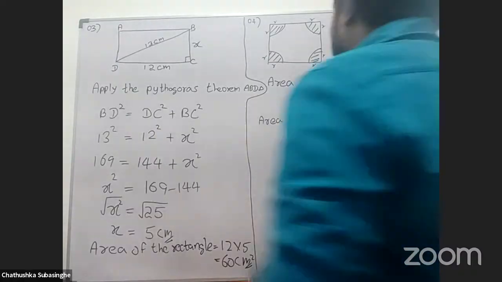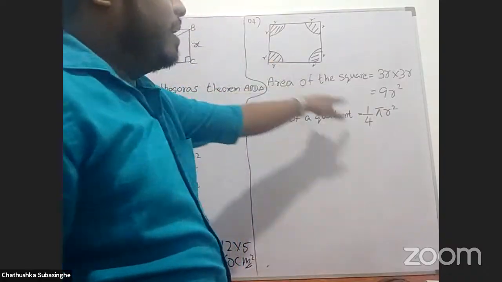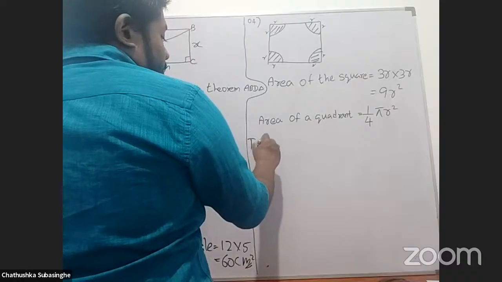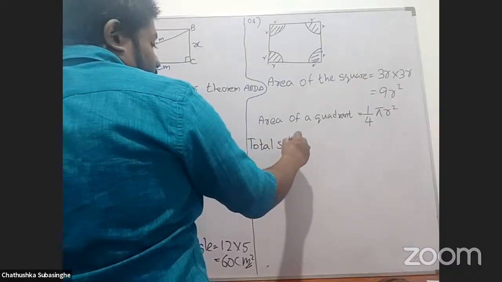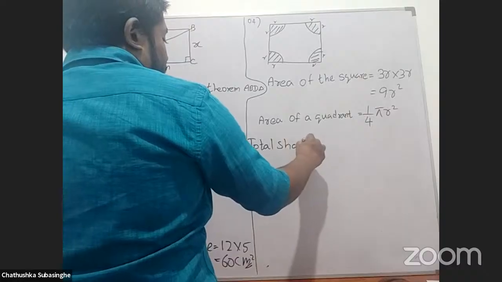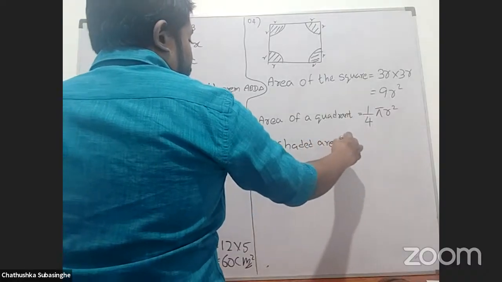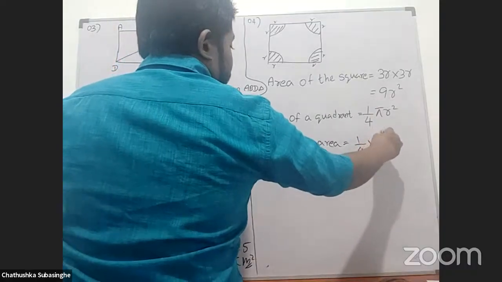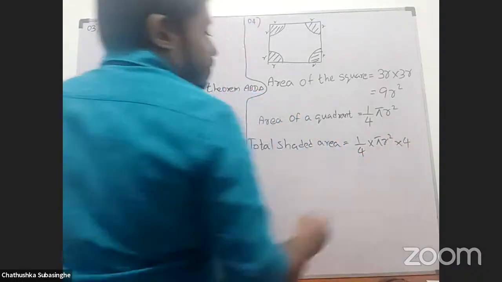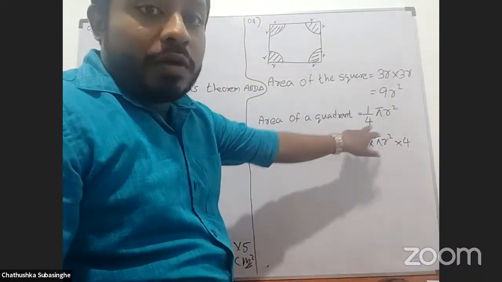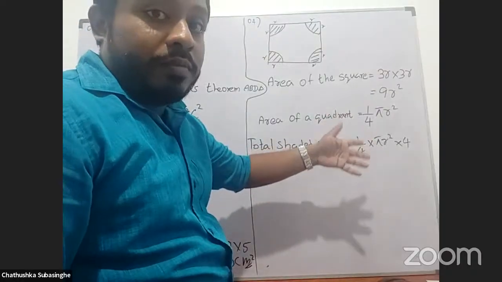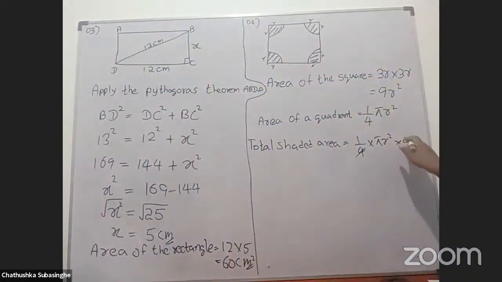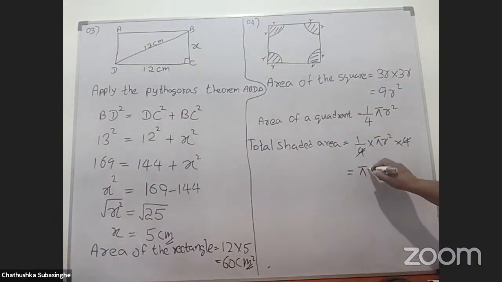So now area of one quadrant is that, and I have 4 of them. So I can find the total shaded area. Total shaded area is equals 1/4 multiplied by pi r square multiplied by 4. Why? This is the area of one quadrant. So we have 4 of them. So we can multiply it by 4. So 4 and 4 get cancelled off. That is equals to pi r square.